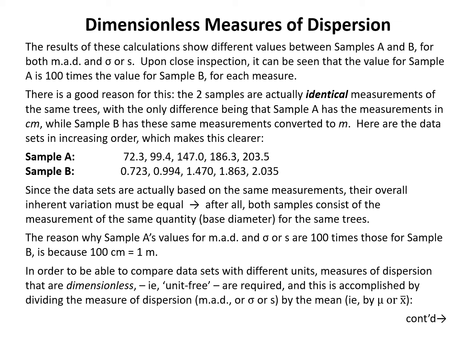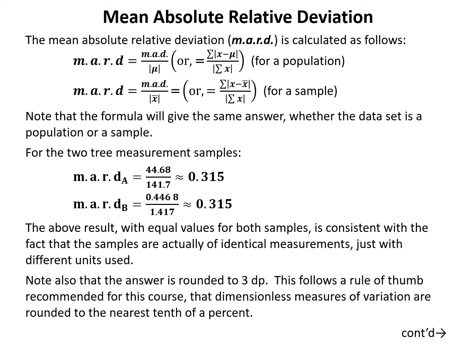In order to be able to compare data sets with different units, measures of dispersion that are dimensionless, i.e. unit-free, are required. And this is accomplished by dividing the measure of dispersion, whether it's the MAD or sigma or S, by the mean, i.e. by mu or x bar. The mean absolute relative deviation, or MARD, is calculated as follows. The MARD is equal to the mean absolute deviation, or MAD, divided by the absolute value of the mean.